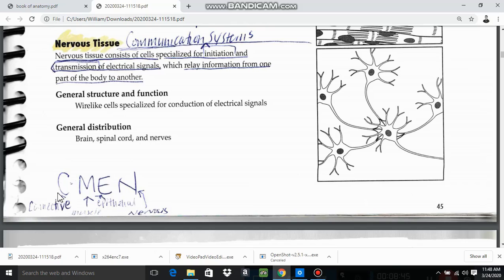And hey, look at that. I got an extra note for SEMEN: connective, muscle, epithelial, and nervous. These are the four different types of tissues.